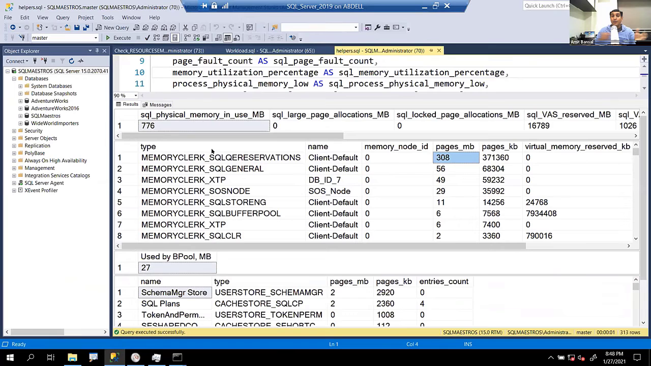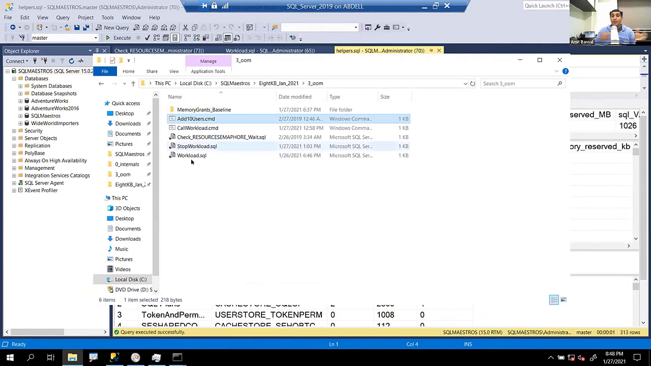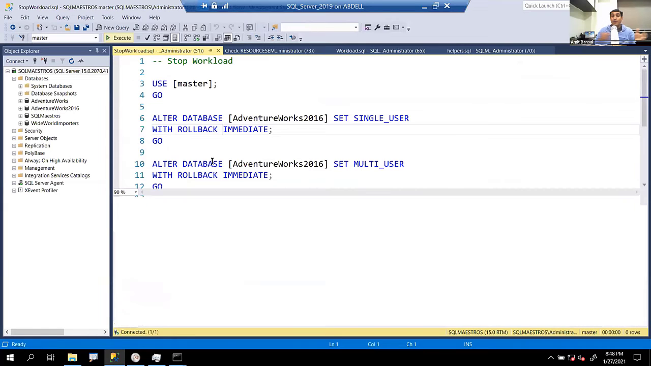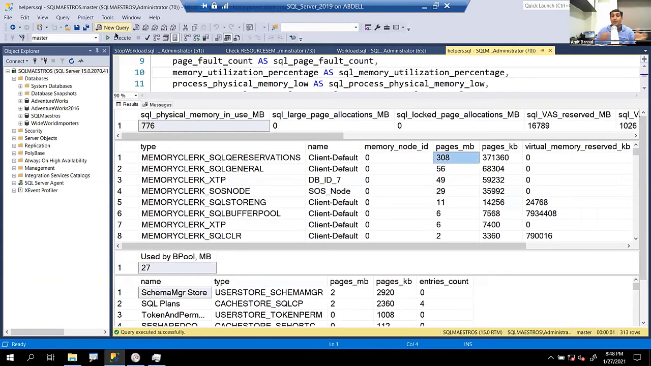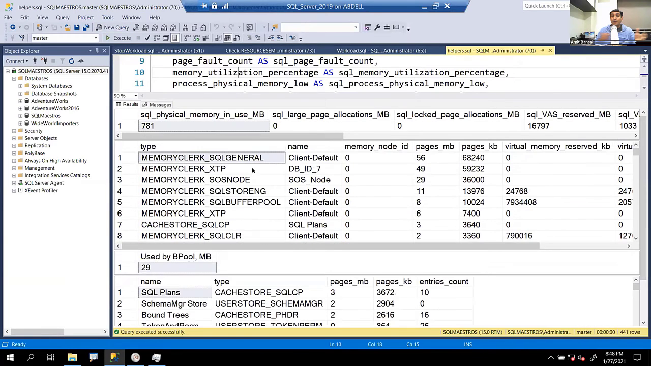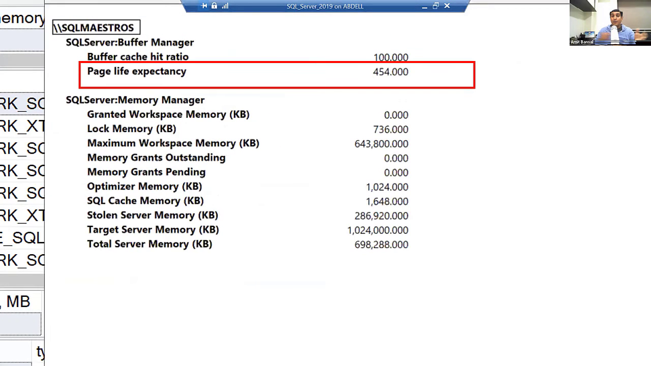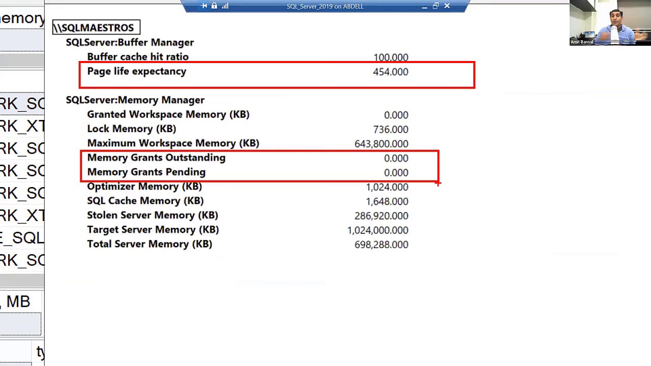If we close all the workloads now, let's stop all the workloads. And that's what we did earlier as well. And if we go back to the helpers DMV, you can see we are back to the quasi mode. Reservations have deallocated the memory. If you look at the perfmon counter there now, you can see page life expectancy was something like 5,000, but it got reset a couple of times when there were memory pressures and errors. And now memory grants outstanding and pending are all at 0.